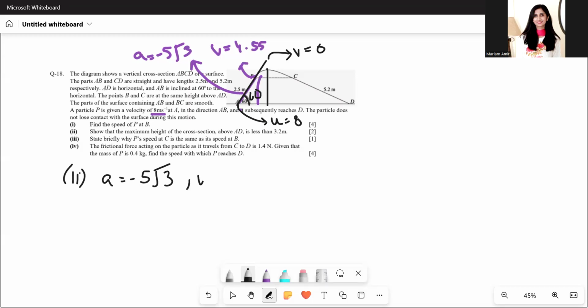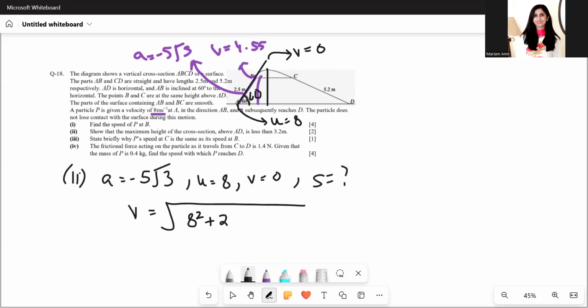Okay, so a is known, u is known, v is known. Use these three to find s using v squared equals u squared plus 2as. This is 0. Find s from here, and you will get 3.6950.